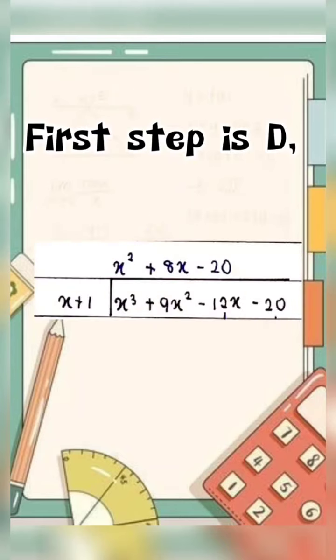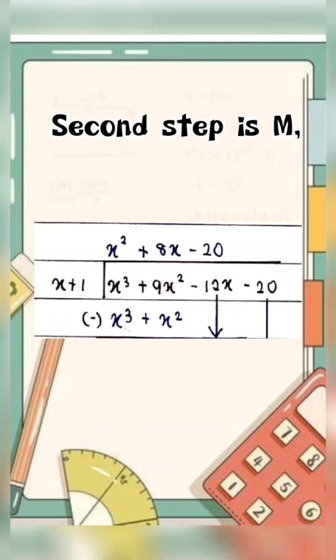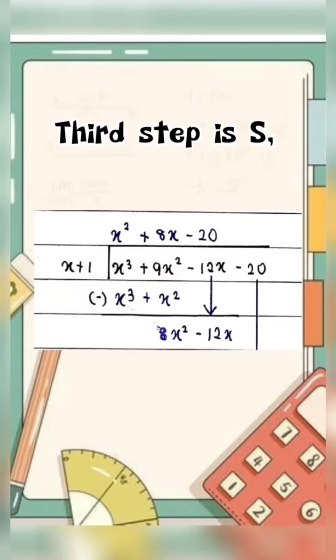The first step that we should use is D, or divide. As we look at the solving steps, from x cubed, we will divide it by x and we will get x squared. The second step is M, or multiply. What should we do with the positive 1? We have to multiply it with x squared and we will get x squared as well. So we can continue with step 3, which is S, or subtract.